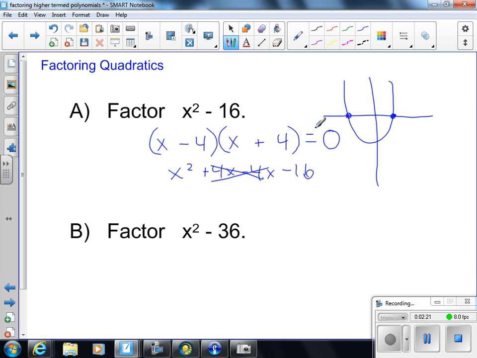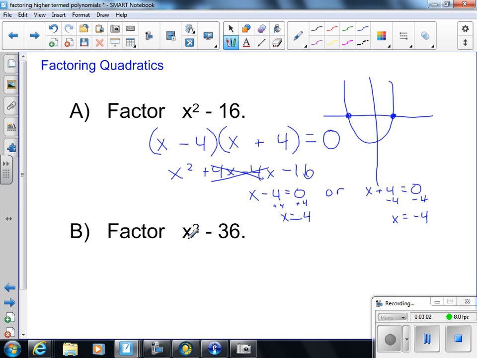Because if either one of those is 0, then this can be 0, correct? So we can say that x minus 4 is equal to 0, or x plus 4 is equal to 0. If I solve, I get x is equal to 4, or x is equal to negative 4. And those are your x-intercepts. So it's (4, 0) or (negative 4, 0). So that's kind of like your solution. But today all we're going to do is work on this part. We're not going to work on actually finding the solutions. I'm just trying to give you the overall picture as to why we're doing this.